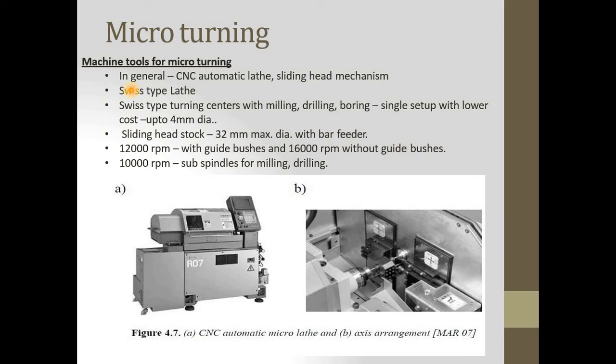So machine tools for micro turning are generally CNC automatic lathes with a sliding head mechanism, generally Swiss type turning centers with milling, drilling and boring operations. In a single setup with lower cost, up to a 4 mm diameter can be easily turned. A sliding headstock with a maximum diameter near about 32 mm with bar feeder can be accommodated. 12,000 rpm and 16,000 rpm with guide brushes can be used over here.